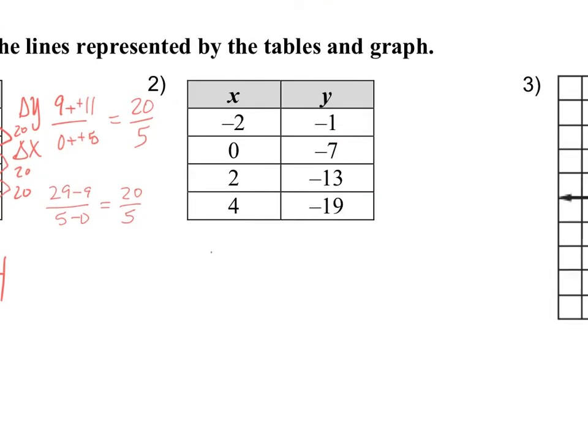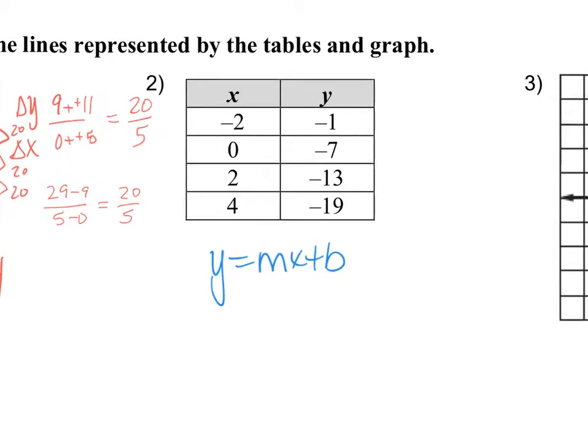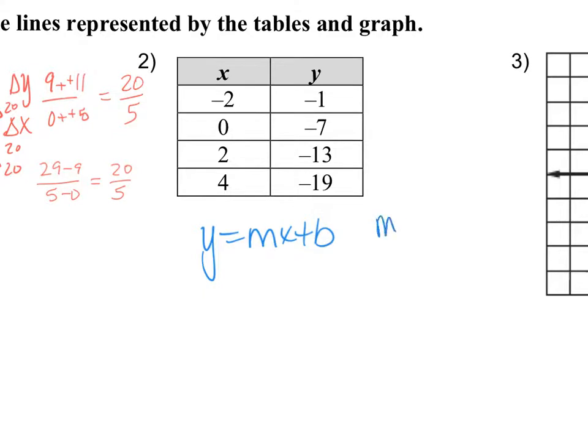So we want to write an equation. We want y equals mx plus b. First of all, let's find our slope, and then we'll find our y-intercept. So our slope is change in y over change in x. To find that change in y, I'm going to subtract those because that's the change. Negative 7 minus negative 1. What is that going to be?